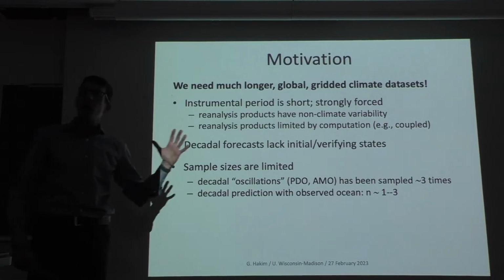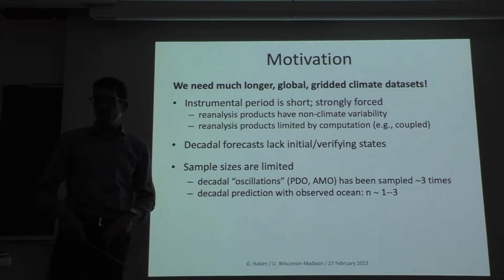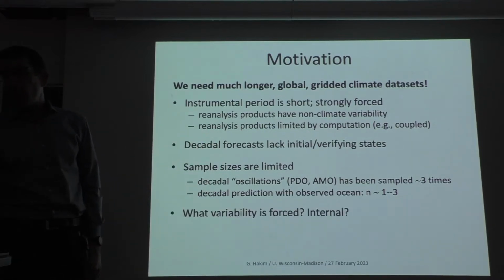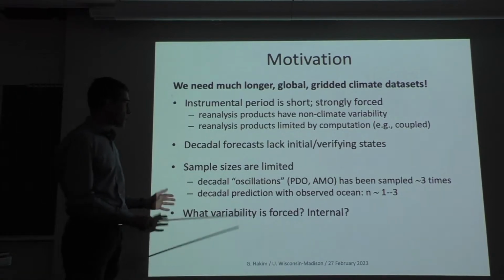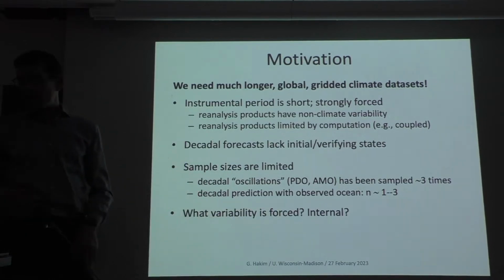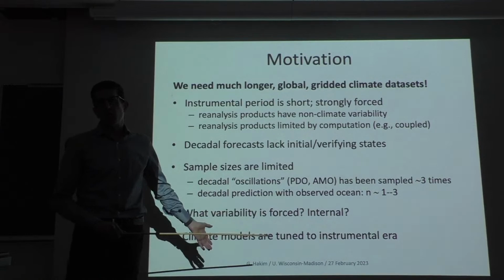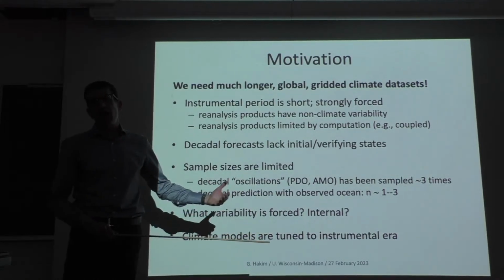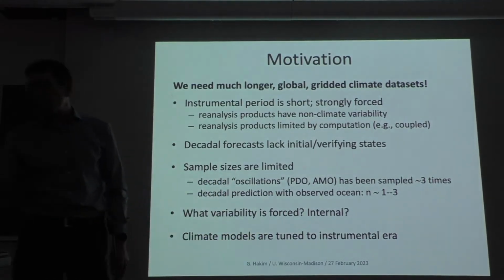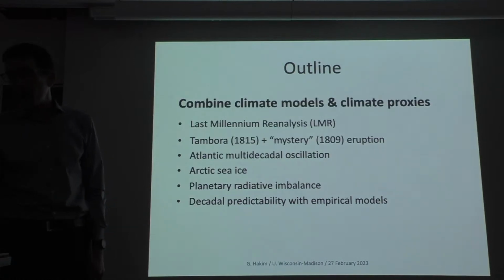We need a much, much larger sample over a longer period of time, and especially when we get out of the period where the climate system is strongly forced, and we can get at this variability that's perhaps internal. And finally, our climate models are tuned to the instrumental era. So if we really want to test how well they perform, we need to have a better idea of what happened in the past, and that's going to come from paleoclimate proxies.